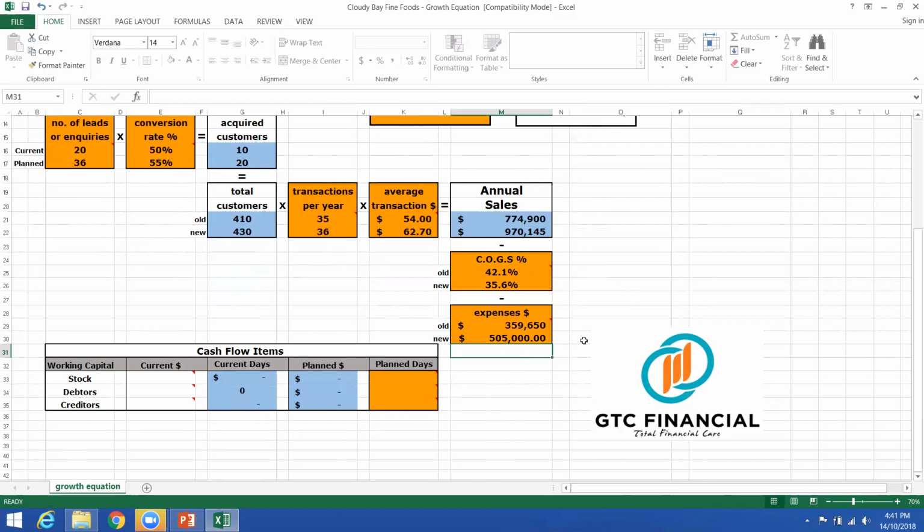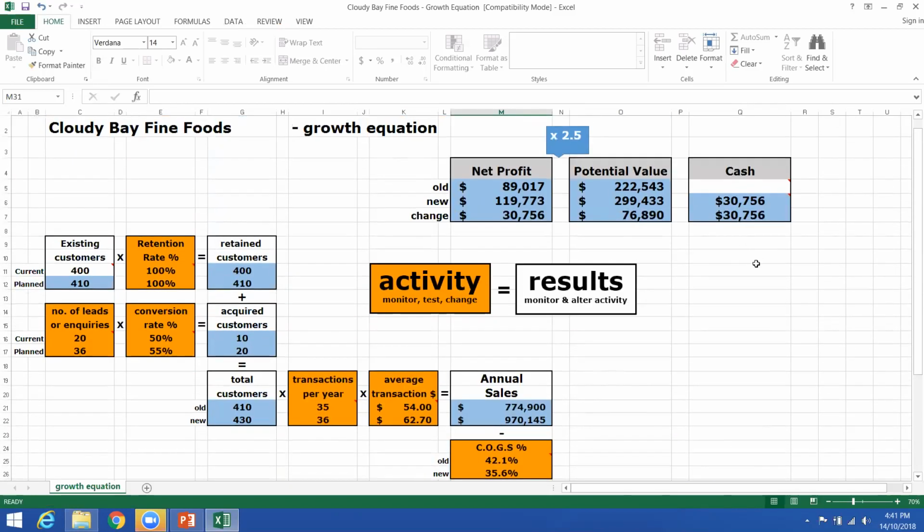So if we put all of those numbers in, we should be able to see where it's actually taken us. Come back up to the top of the page. Well, we can see that net profit has increased from 89,000 to 119, almost 120,000. So that's over a $30,000 increase.